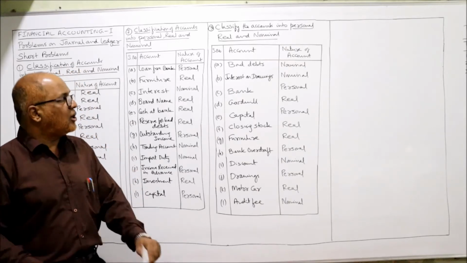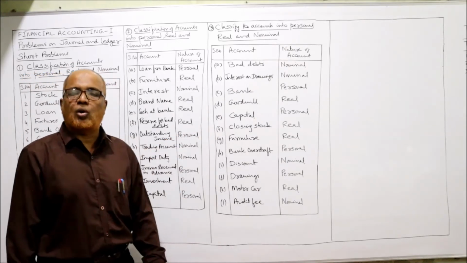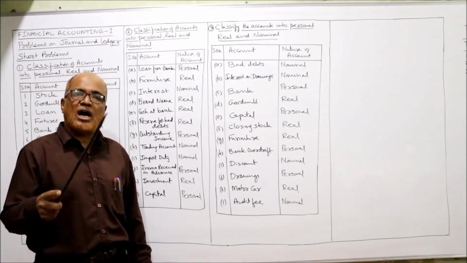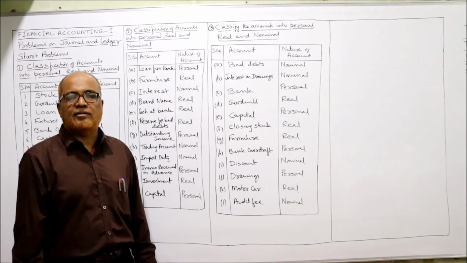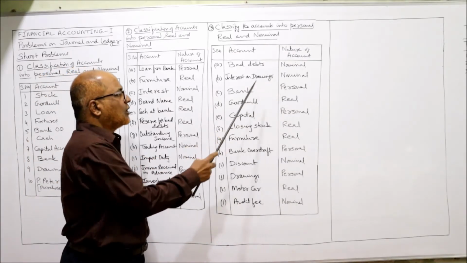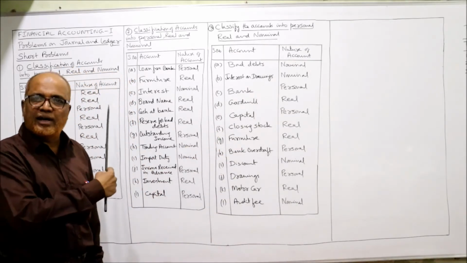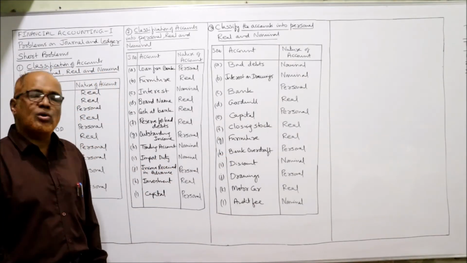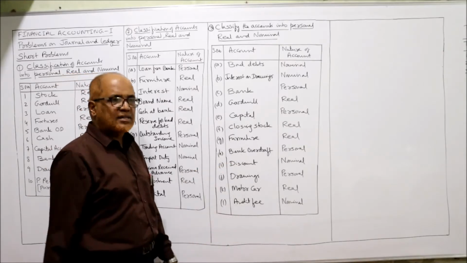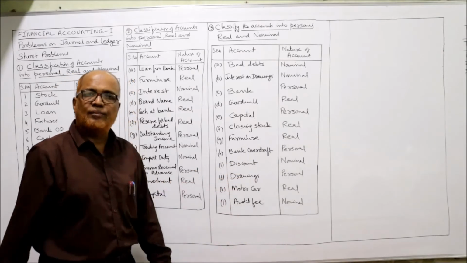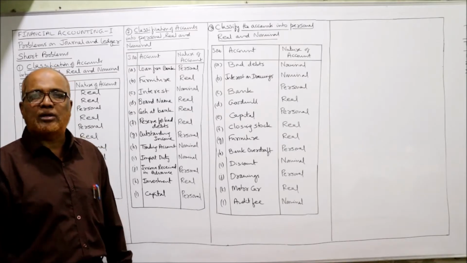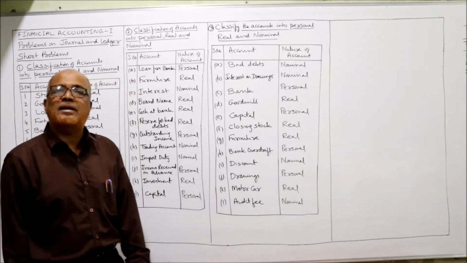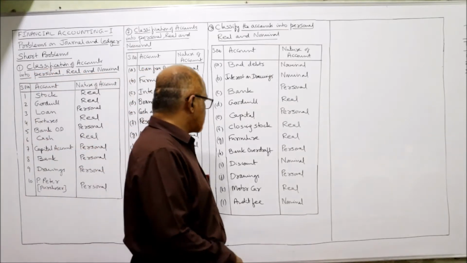Now interest on drawings. That is also an income to the business because the business is charging interest on the drawings. So it is an income, nominal account. Bank account is a personal account. Already I told you, representative personal. Goodwill is an asset, so real account. Capital is a personal account. Then closing stock or only stock is a real account, asset. Furniture is an asset, real account. Bank overdraft is a personal account, bank loan or personal account.